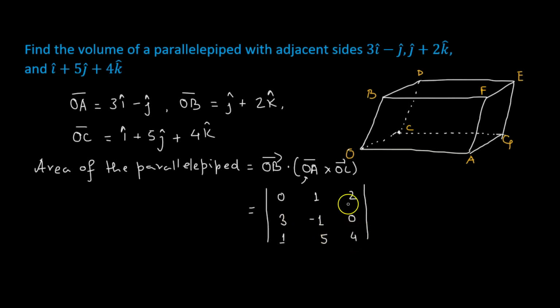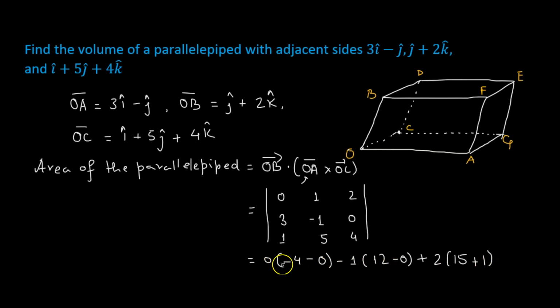So we'll expand this determinant about the first row. All we have to do is neglect the first row and the first column, and then we are left with the 2 by 2 determinant, negative 1, 0, 5, 4. So its value will be negative 1 times 4, so that's negative 4, minus 5 times 0, so that's 0, minus 1 times, so we have 3 times 4, 12, minus 0, plus 2 times 3 times 5, so that's 15, minus 1 times negative 1, so it will be positive 1.